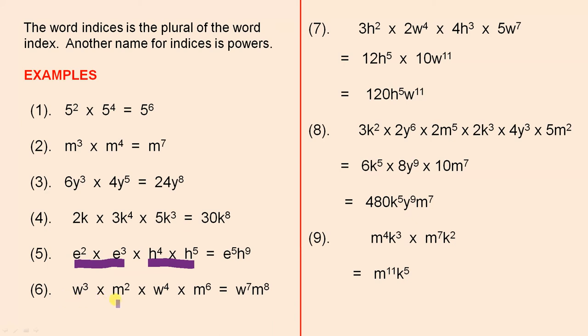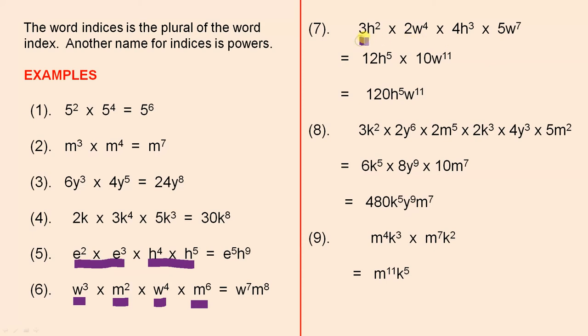Over here, it's very similar. You've got to group together the terms with the same base. There's the w and the w. 3 plus 4 is 7. There's the m and the m. 2 plus 6 is 8. So that's the answer. Over here, it's a longer string of terms, but the principles are the same.